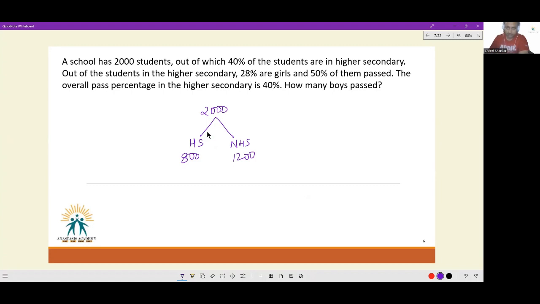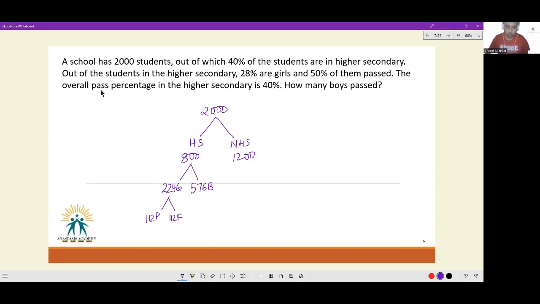Out of the students in higher secondary, 28% are girls. So 28 into 8, 20 into 8 is 160, 8 into 8 is 64, 160 plus 64, so 224 are girls. So the remaining 576 are boys. Now, 28% are girls and 50% of them passed. So out of these, 112 passed and 112 failed.